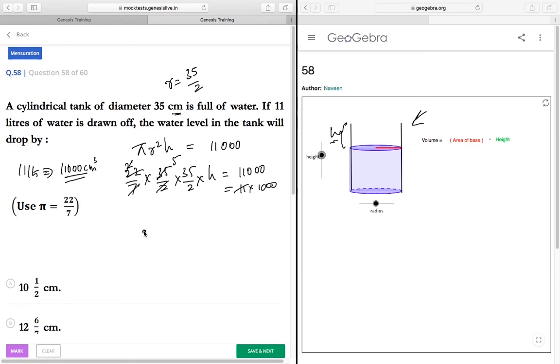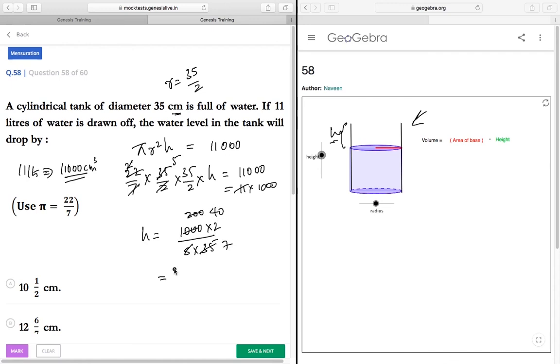You are left out with what? H is equal to 1000 divided by 2 divided by 5 into 35. Okay, all right. So 5, and then you have how much? 200, and once again 7, and then 5 how many times?